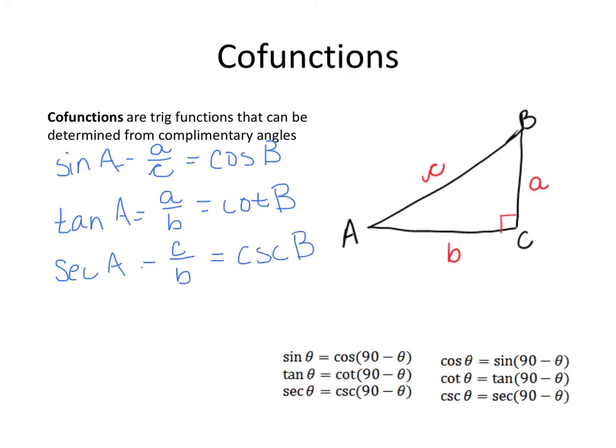So what this is saying is that one function of a given angle is equal to the cofunction of its complement. Remember that A and B here are complementary angles, meaning they add up to 90 degrees. So the sine of A is equal to the cosine of B. If you look at this chart down at the bottom, the sine of theta is the cosine of the complement of theta. And this is true for all the trig functions.